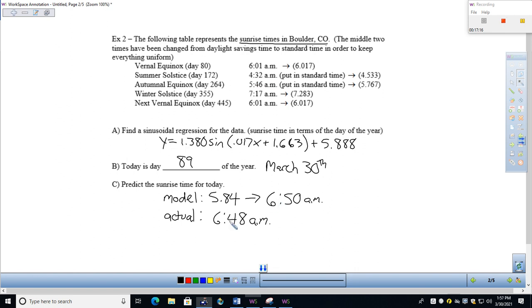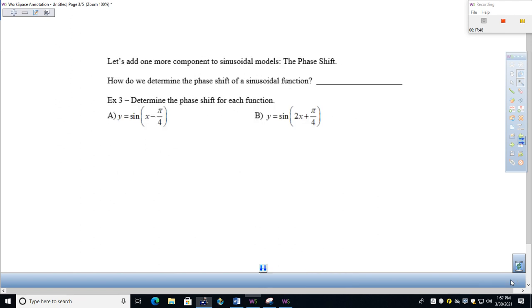All right, I would love to see, if you can do it, look yours up as well, see how close your model is compared to the actual. All right, very good. Let's go on to the next piece.